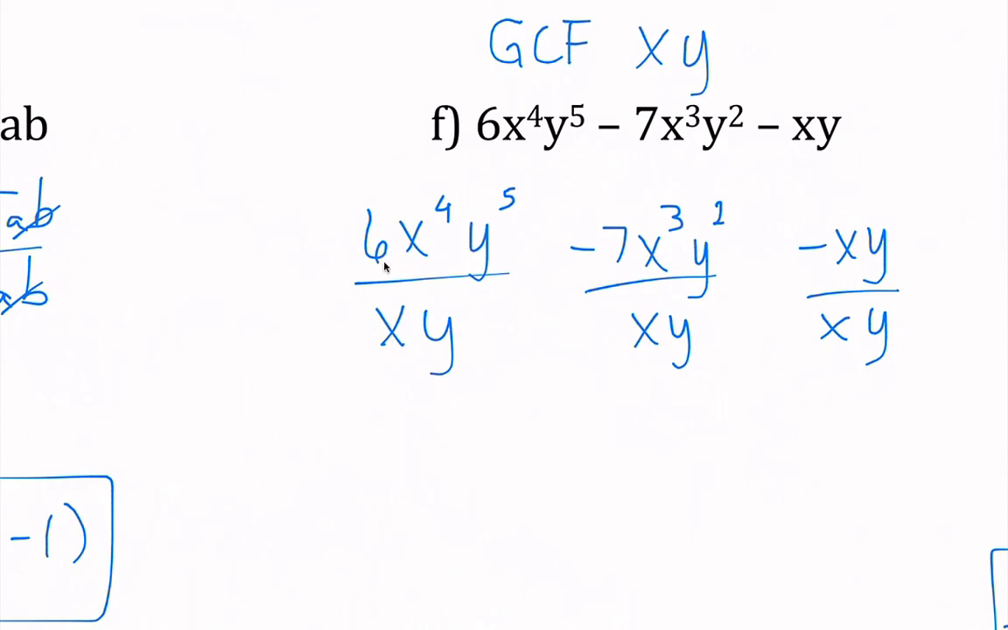Okay, my 6 will drop down. I have x to the fourth divided by x to the first will give me x to the third because 4 minus 1 is 3. Y to the fifth divided by y to the first will give me y to the fourth because 5 minus 1 is 4. This negative 7 will drop down. X to the third divided by x to the first will give me x to the second because 3 minus 1 is 2. Y to the second divided by y to the first will give me y to the first because 2 minus 1 is 1.